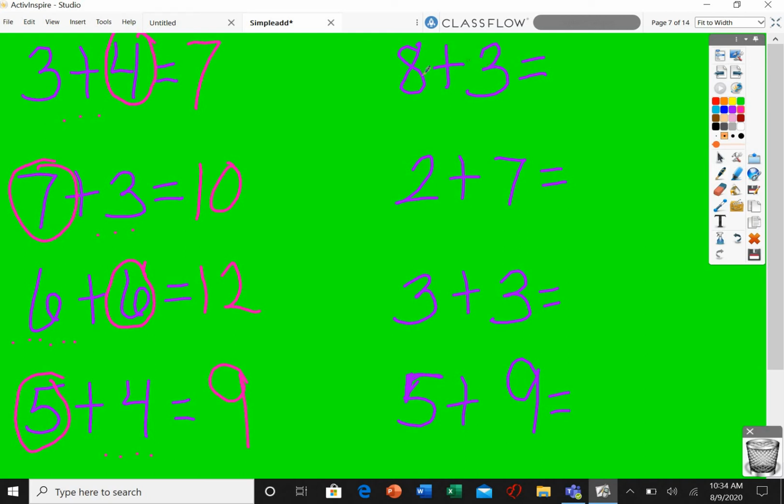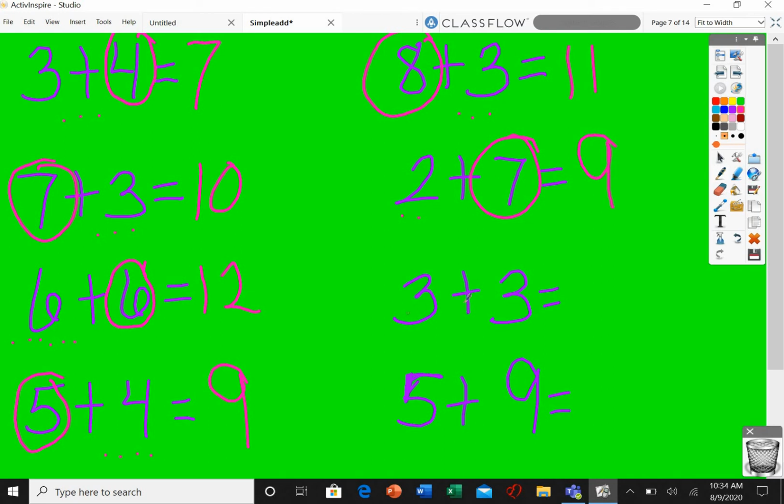All right, 8 plus 3. Which one is the larger number? 8. And then we can just go up 3 more. So 8 goes in your head, and then 9, 10, 11. 8 plus 3 is 11. All right, 2 plus 7. Which one is the larger number, the bigger number? Exactly, 7. This time we just have to go 2 more. So 7 goes in our head, and we can count up 2 more. 7, 8, 9. Very good. 2 plus 7 is 9.